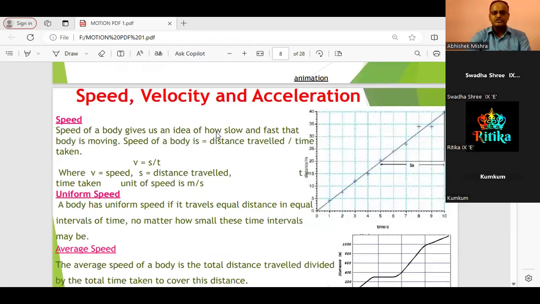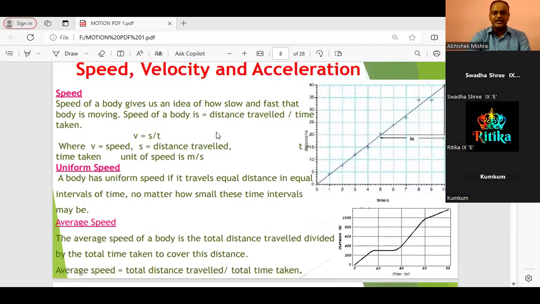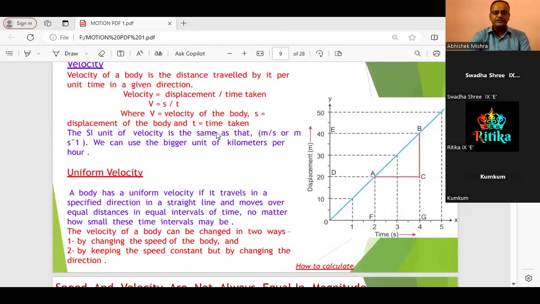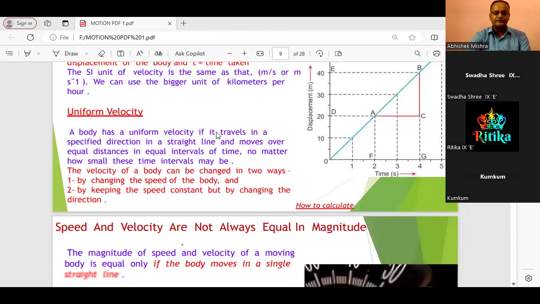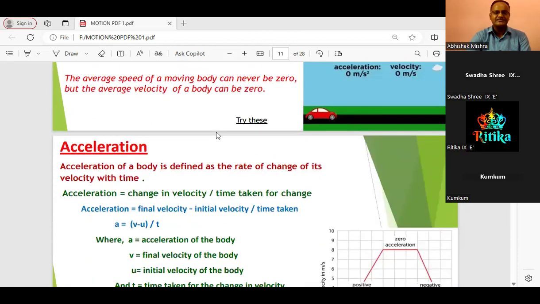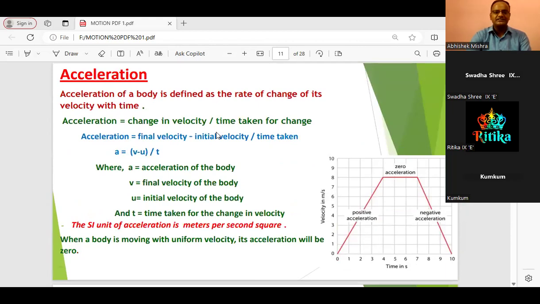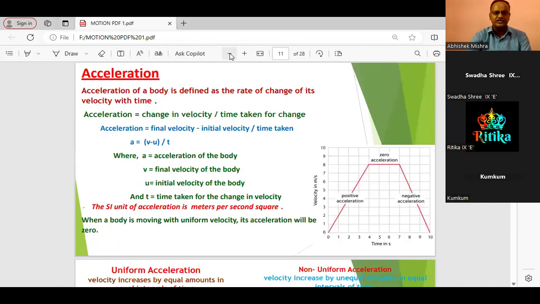We also discussed speed, velocity, and today we will be starting with acceleration. Okay. Acceleration. And what is acceleration? Acceleration is defined as the rate of change of velocity with time.